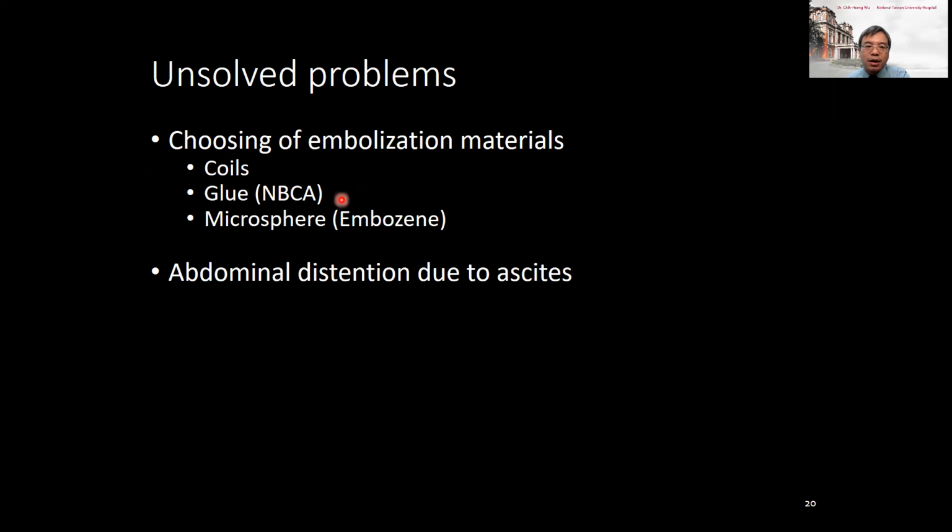First is which embolization material should we choose? The majority we use is coils. Can we use glue or microsphere? And if a patient has polycystic kidney disease combined with abdominal distension and ascites, is this still effective?